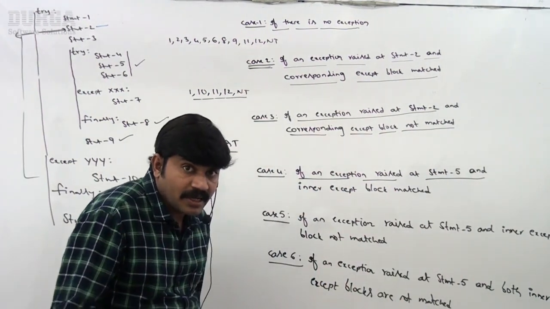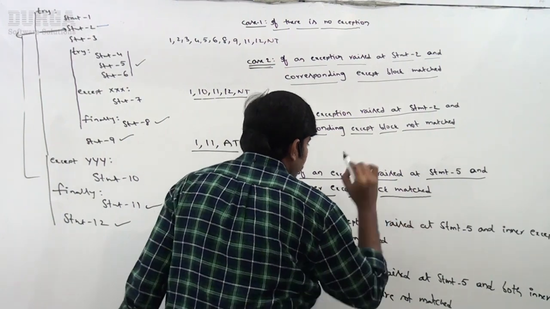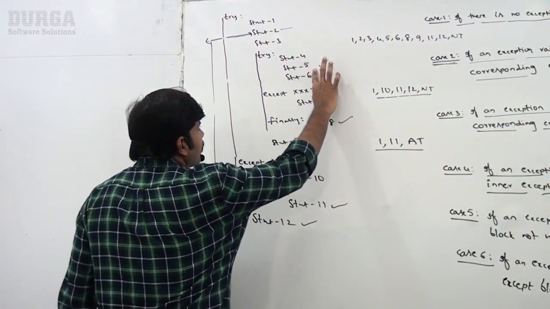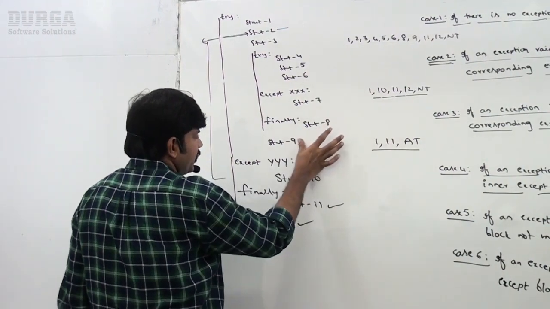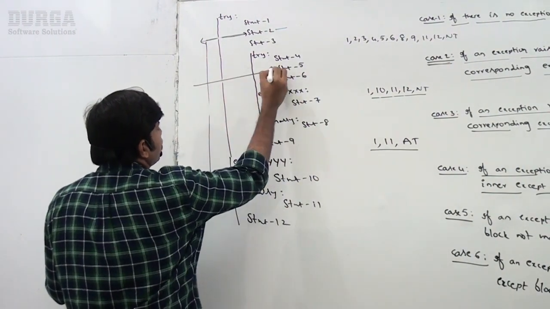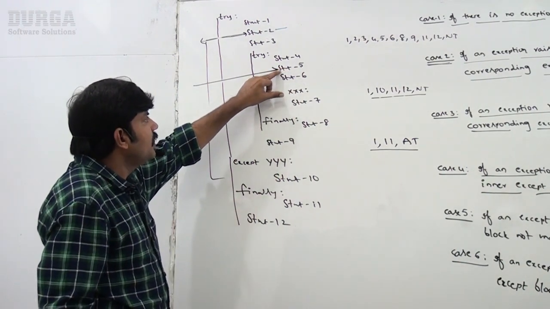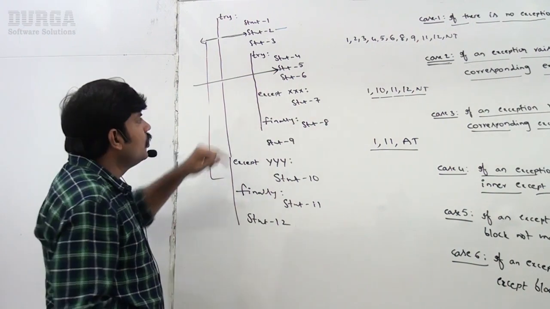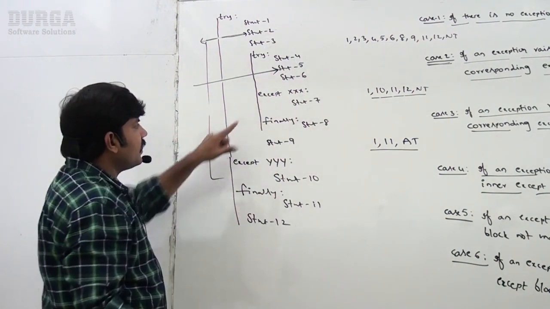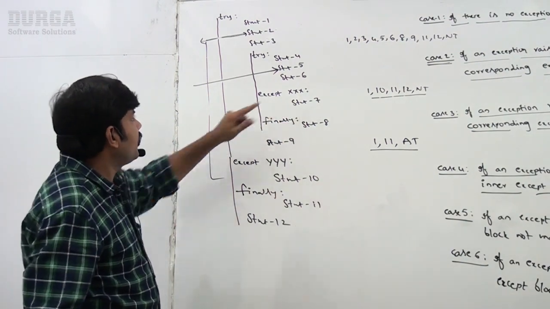Next case: if an exception is raised at statement 5 and the inner except block matched. Now, which is statement 5? Now take very special care. Here is statement 5, inside the inner try block. So if an exception is raised at statement 5 and the inner except block matched, what is the flow? Now observe very carefully.